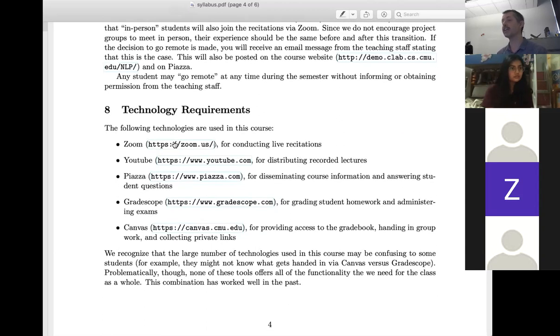We're using different technologies for different things. Zoom for conducting live recitations, YouTube for distributing recorded lectures, Piazza for disseminating course information and answering student questions, Gradescope for grading student homework and administering exams, and Canvas for providing access to a gradebook, handing in group work, and collecting private links.